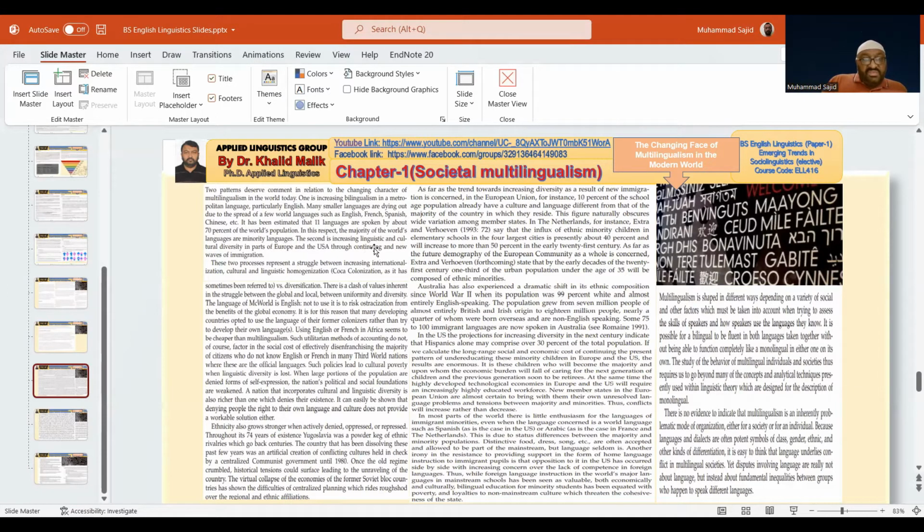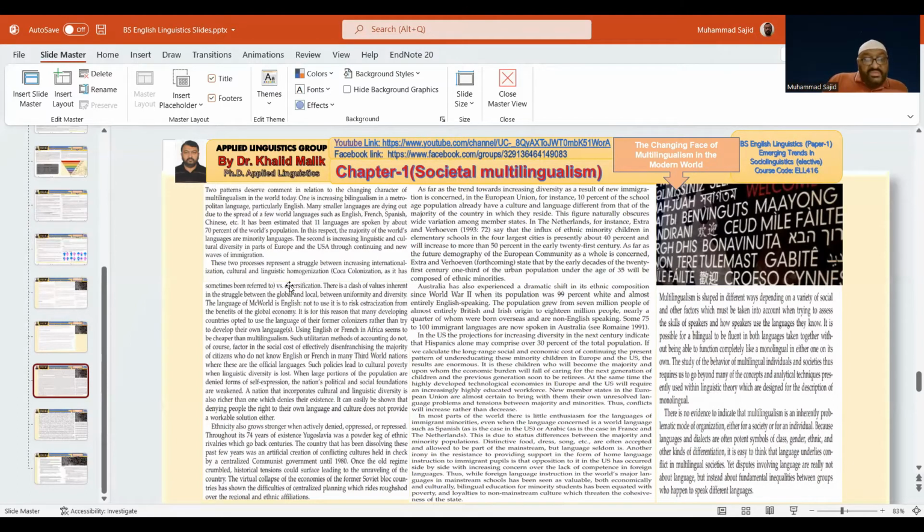The second is increasing linguistic and cultural diversity in parts of Europe and the USA through continuing and new waves of immigration. Immigration brings societal multilingualism, like Canada, for example, where they have Spanish, French, Hindi, Urdu, Arabic, okay? So many languages. Pidgin, Creole, Diglossia, many things.